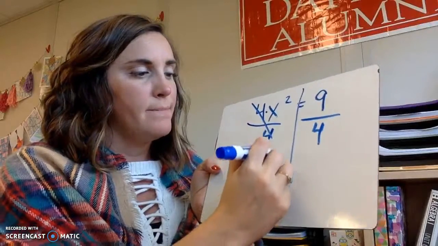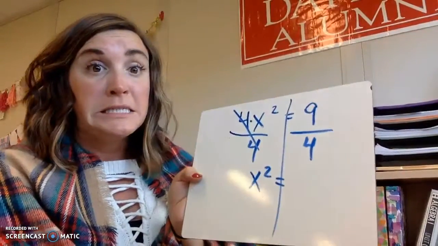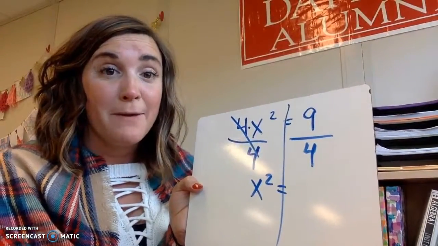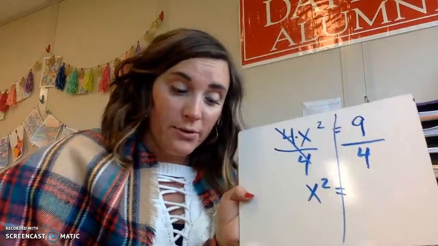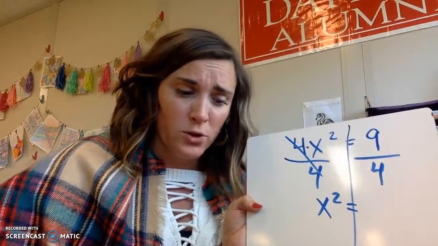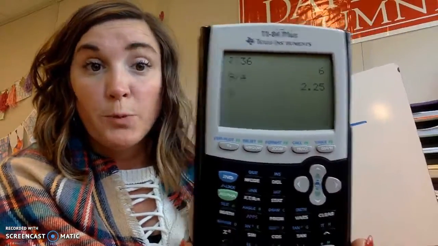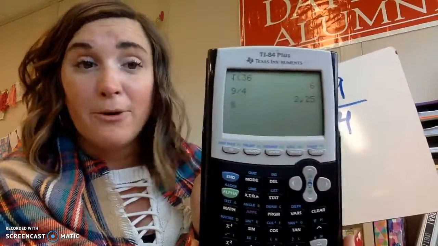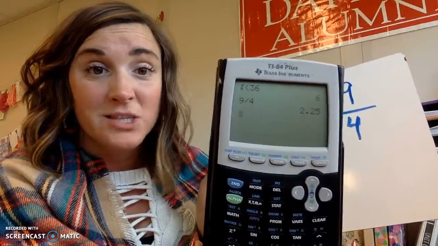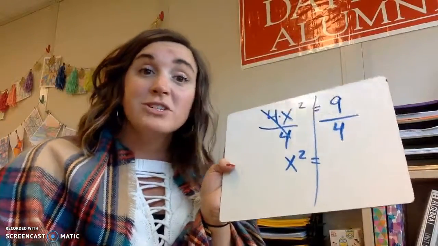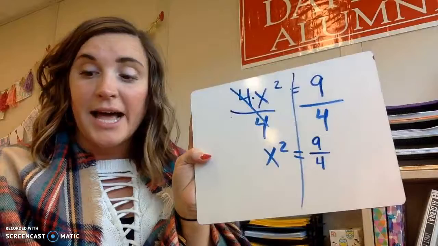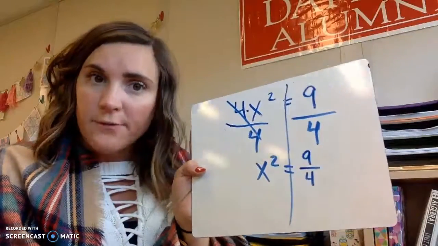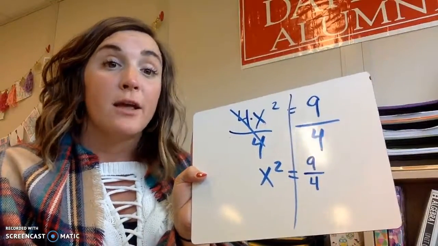Cancels out. The issue here is, does 9 divided by 4 work out to be something nice? So if I grab my calculator, I'm like, well, 8 divided by 4 is 2. So if I do 9 divided by 4, 2.25. Please do not put that as your answer, because I don't know how to take the square root of that. So we're just going to leave it as a fraction. X squared equals 9 over 4. There's a reason for this and why we're leaving it as a fraction.